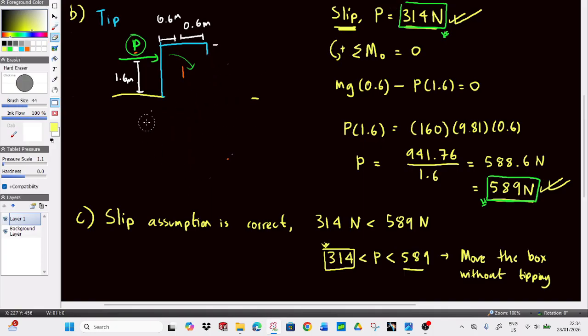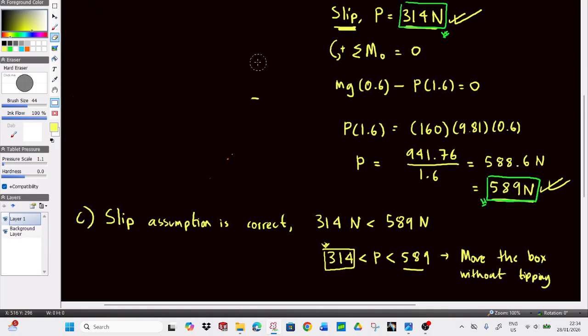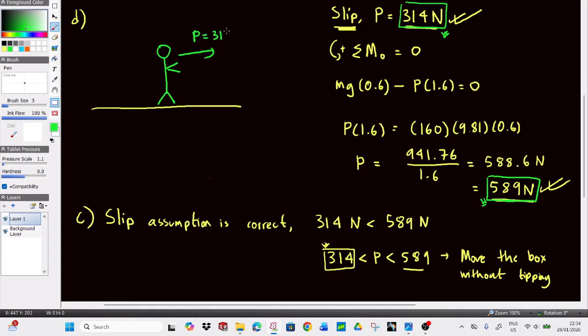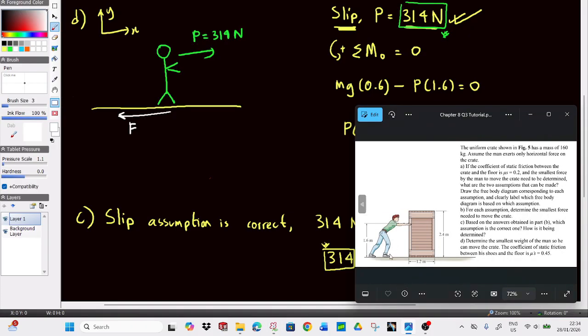Okay, let me raise the crate. In this case, for the last part, if you draw the free body diagram of the man himself, the man is applying a force P of 314 Newton, with positive X, positive Y. He is pushing, right? So this is the frictional force that's generated on the man himself. And it's assumed that the man is actually slipping because the man is trying to move.